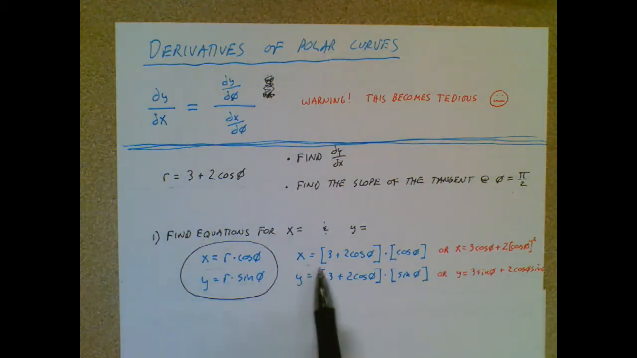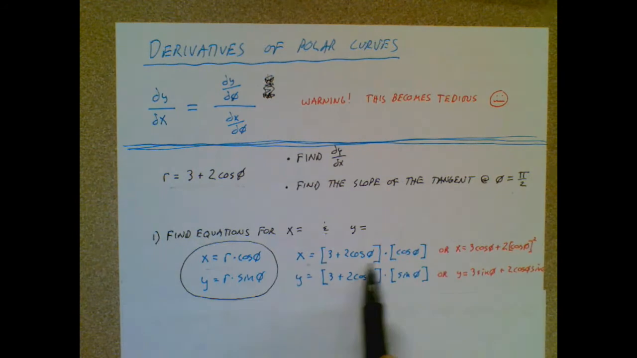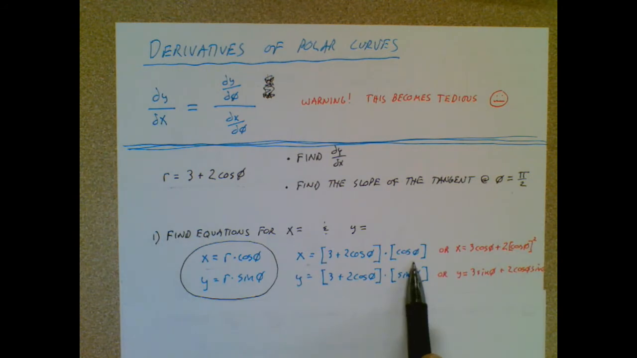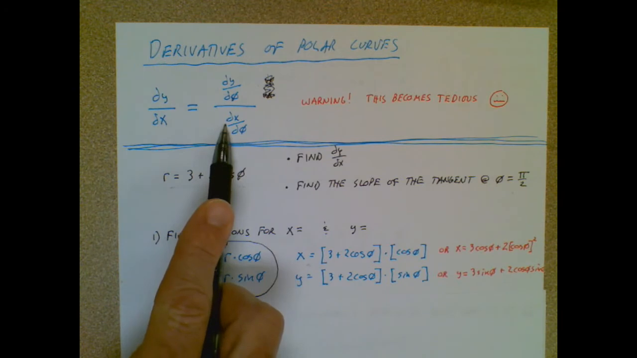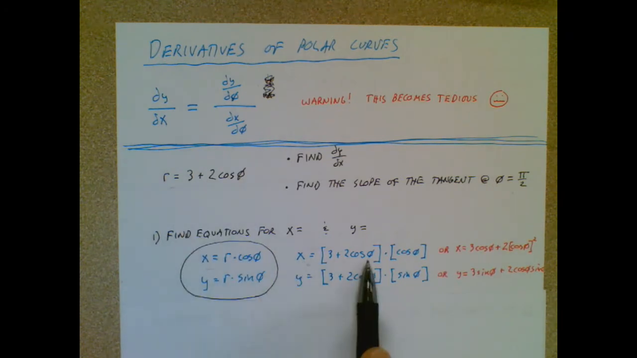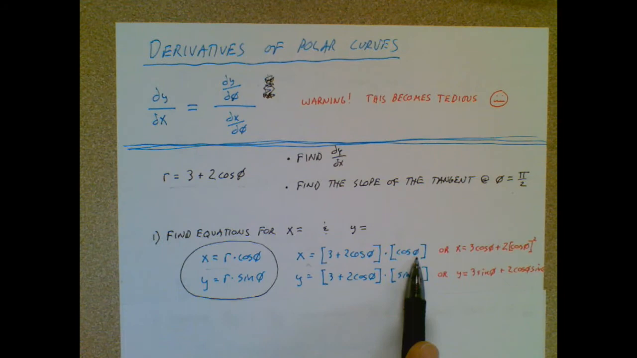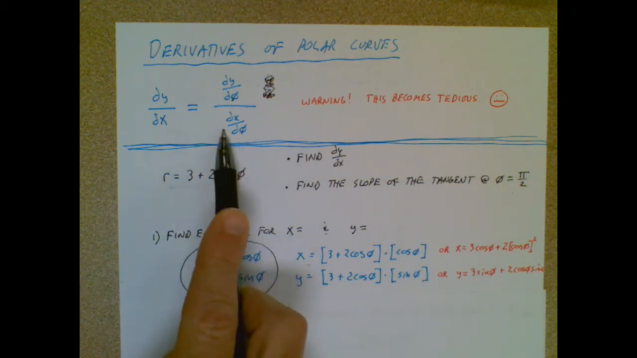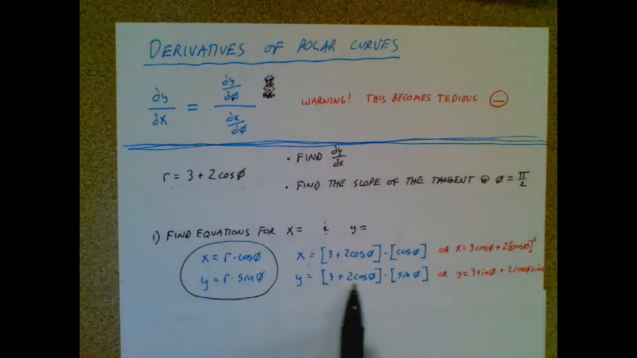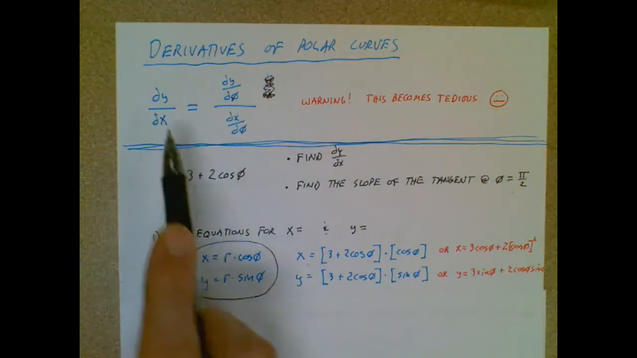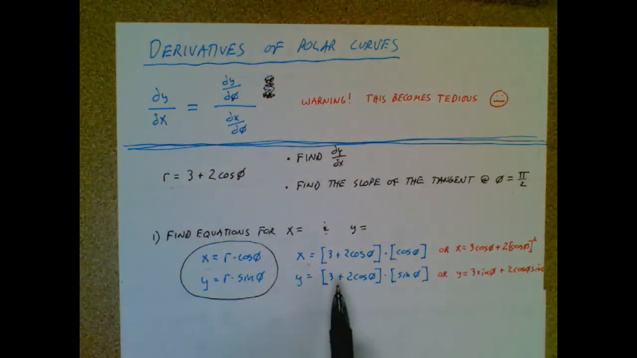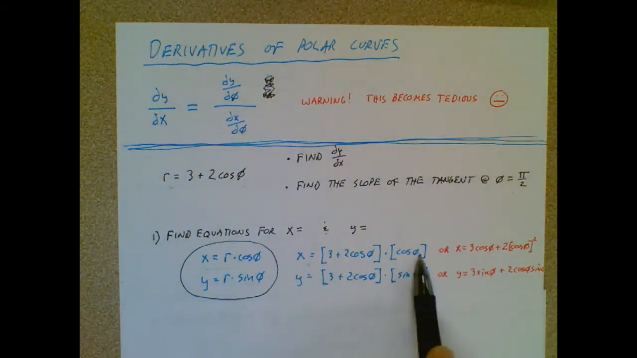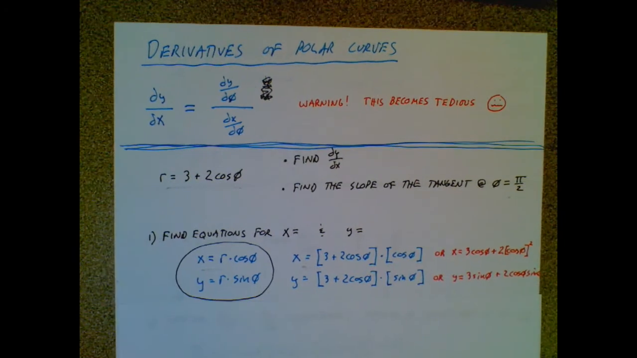Regardless, this is my x equation. And if I can take the derivative of this, I've got dx/dθ, because notice this is x that happens to be using the variable θ. If I do the derivative, I have a dx/dθ. Same thing here. So getting the dy/dx is as simple as taking this derivative with respect to θ and writing it over this derivative with respect to θ.